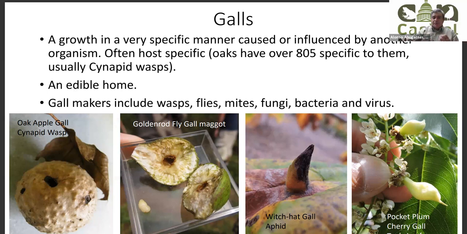In there, it's an edible home. It feeds on there. It's got shelter in there. It gets water in there. It's protected from everything in there. That's what a gall maker does. And there are tons of them out there. I already mentioned 805 just on oaks, for example. So there are lots of things out there.